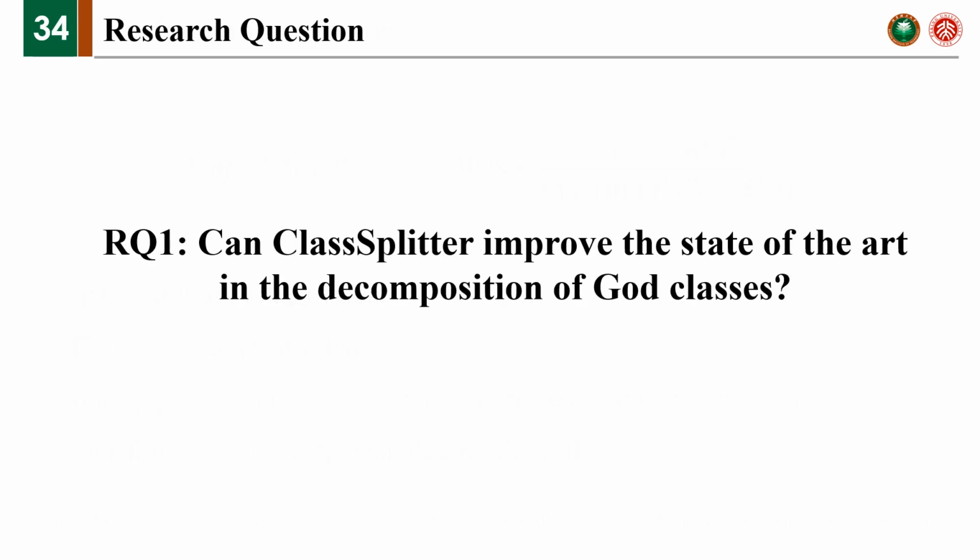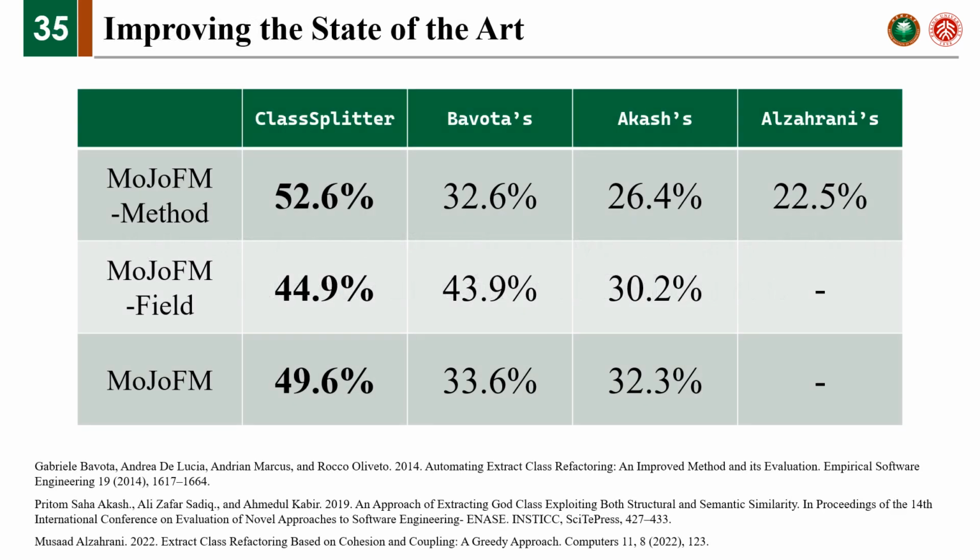Our research question 1 is, can ClassSplitter improve the state-of-the-art in the decomposition of God classes? We evaluated the average MoJoFM for the results given by 4 approaches. We can see that ClassSplitter resulted in substantially greater MoJoFM than the baselines, while Bevettas outperformed the other 2 baselines. ClassSplitter's improvement in method clustering is even larger.